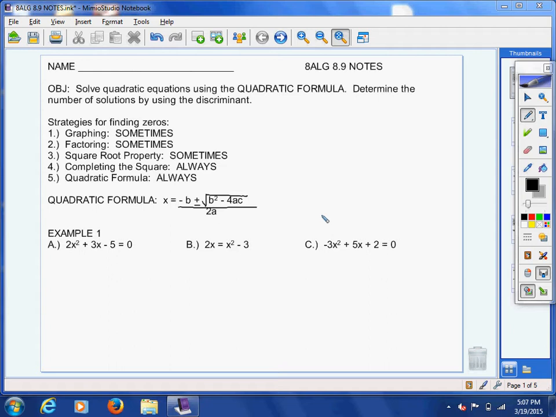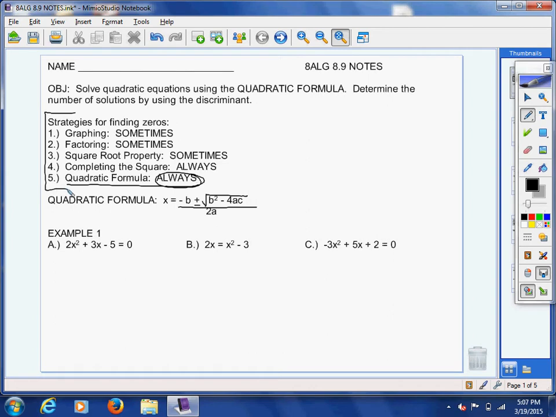And as you notice from my notes here, the quadratic formula, you can always use this strategy. If you find this to be the easiest to understand, use it, okay? Let me go back over these strategies one more time with you.